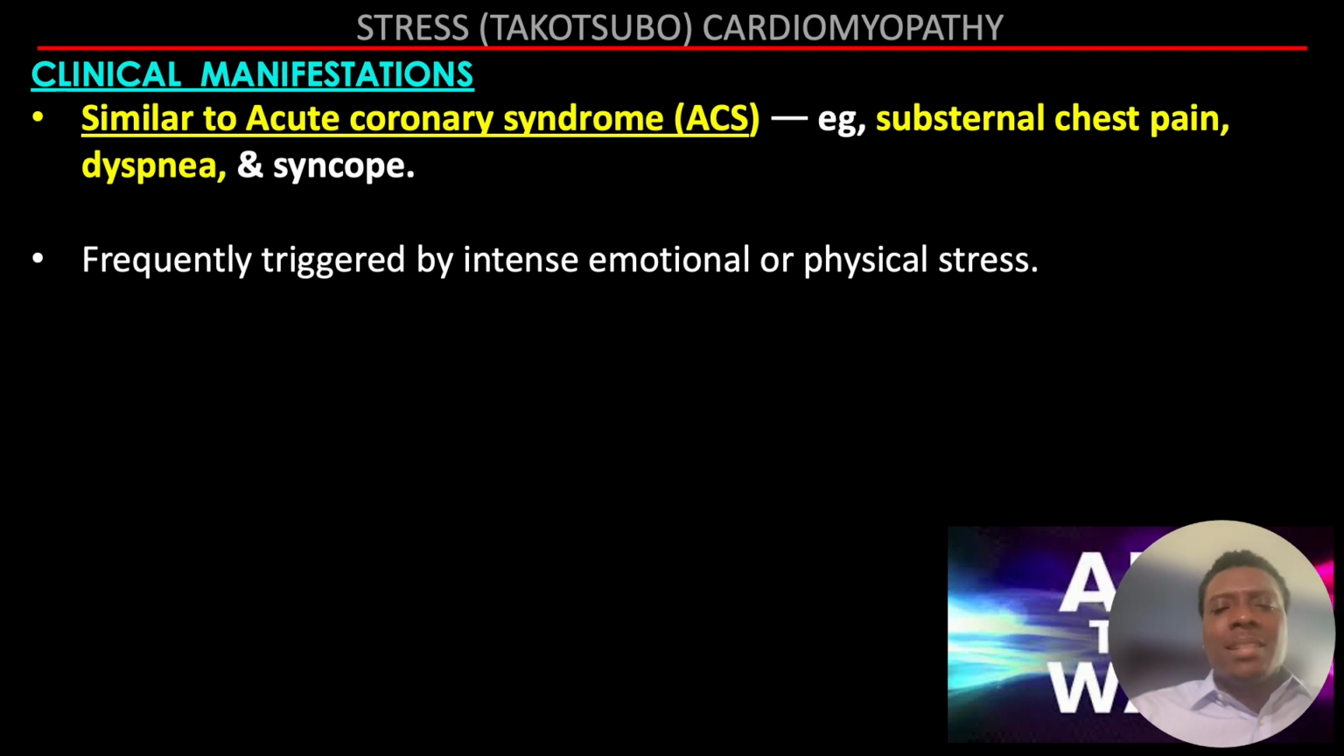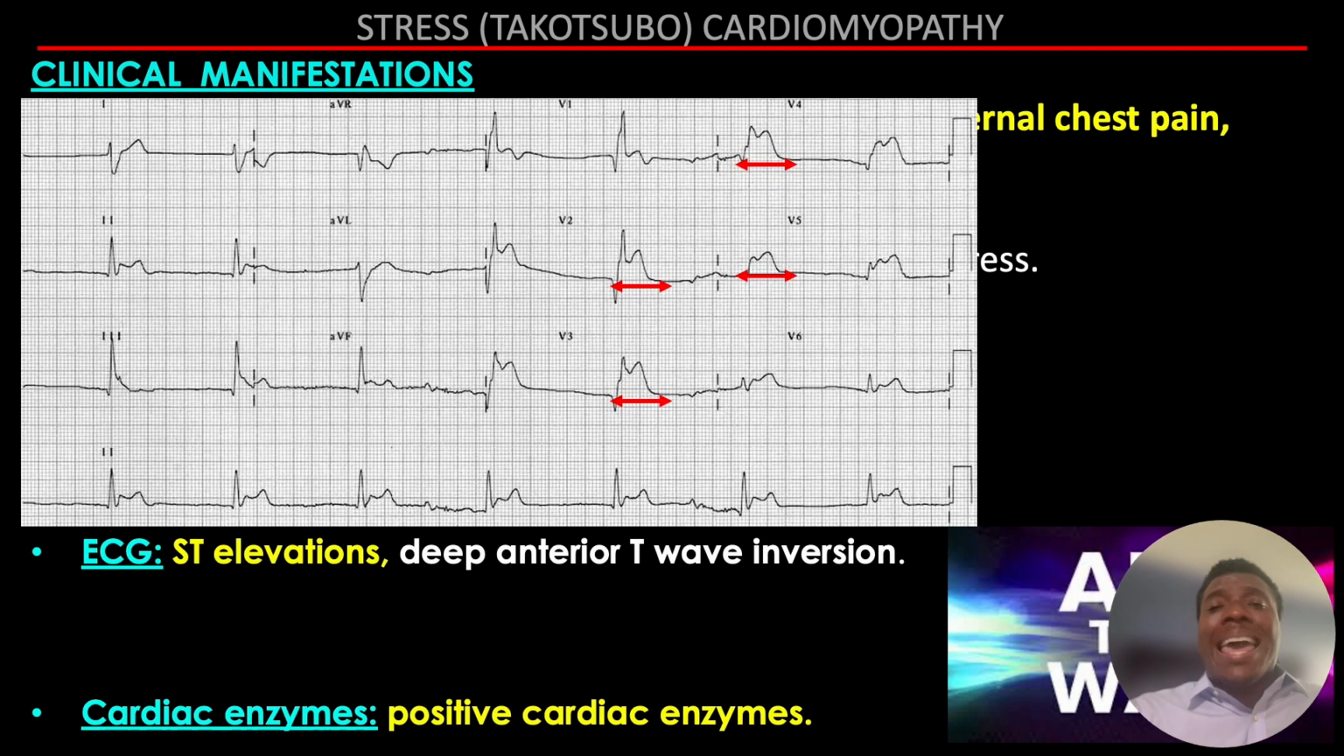So how do they present? They present just like acute coronary syndrome. It walks and talks just like an ST elevation MI. So they can present with substernal chest pain, they can present with dyspnea, they can present with an EKG that shows ST elevations just like a ST elevation MI. They can even have positive enzymes, which means that when they present to me, I'm going to assume that they're having an ST elevation MI.